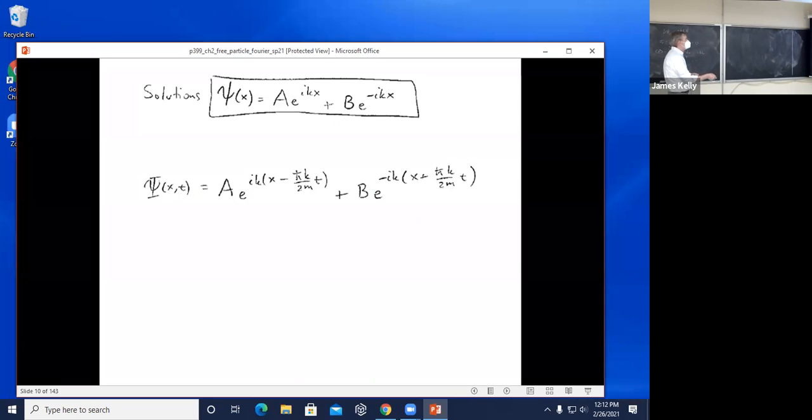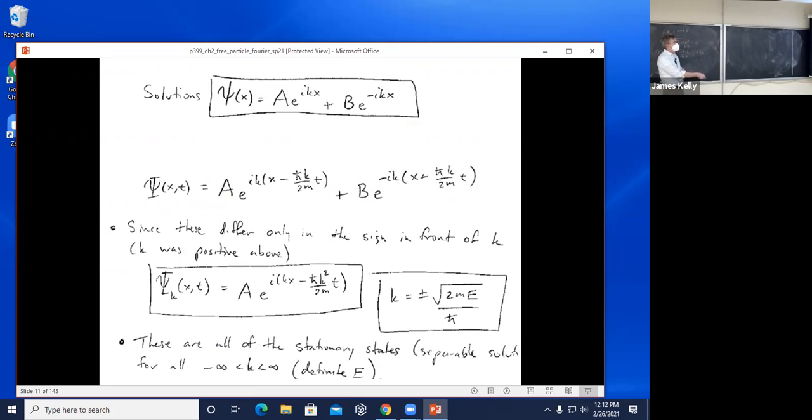In other words, the expectation value of momentum, before I put the square here, depends on the sign of K. So both of these terms here have the same energy. Our whole goal to solve the time-independent Schrodinger equation gives us a definite energy state. So both of these terms have to have the same energy. They don't have the same momentum. They have equal and opposite momenta.